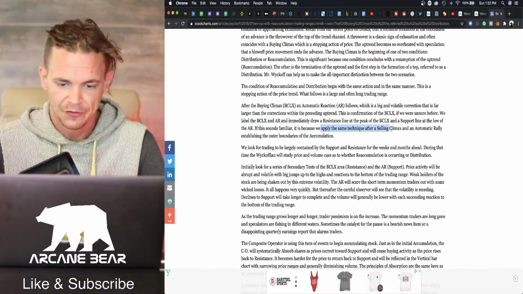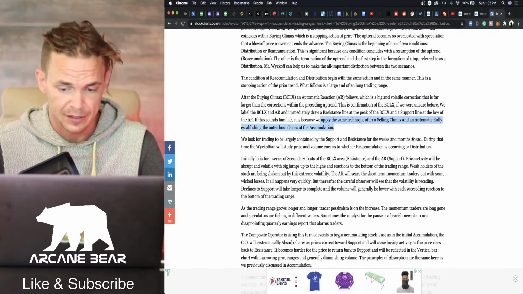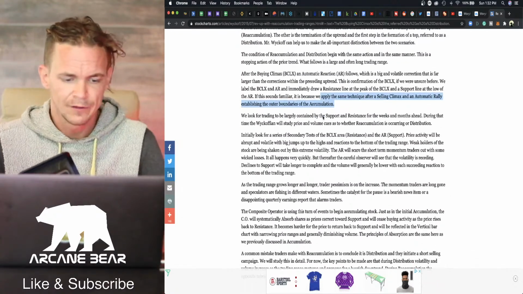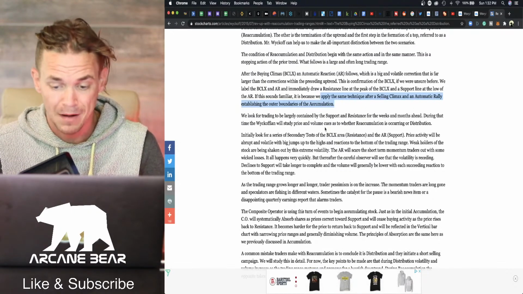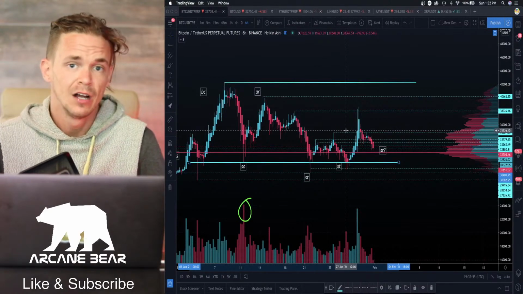Perfect. So we apply the same technique after the selling climax, and the automatic rally establishes the boundaries of accumulation. Very similar to what we looked at in the multi-year process prior to this. We look for the trading to become largely contained by the support and the resistance for weeks and maybe months ahead. Well, there's another point of conjecture. We might have another month or two.